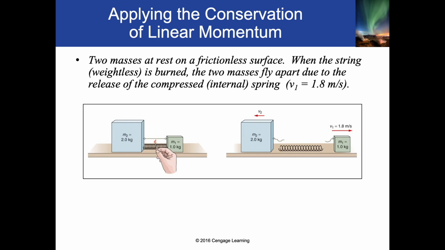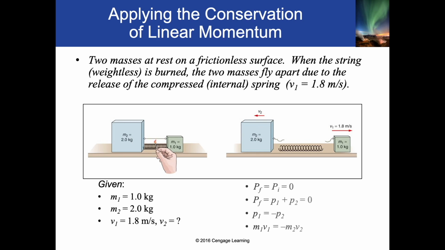So let's talk about this one more time. There are two masses at rest on a frictionless surface. When a string is burned, the two masses fly apart due to the release of a compressed spring. So there's a compressed spring right there. The first mass's velocity is 1.8 meters per second. You can already tell by the picture that this one's going to be slower. Look at the arrow: the vector there looks smaller than that one, doesn't it?